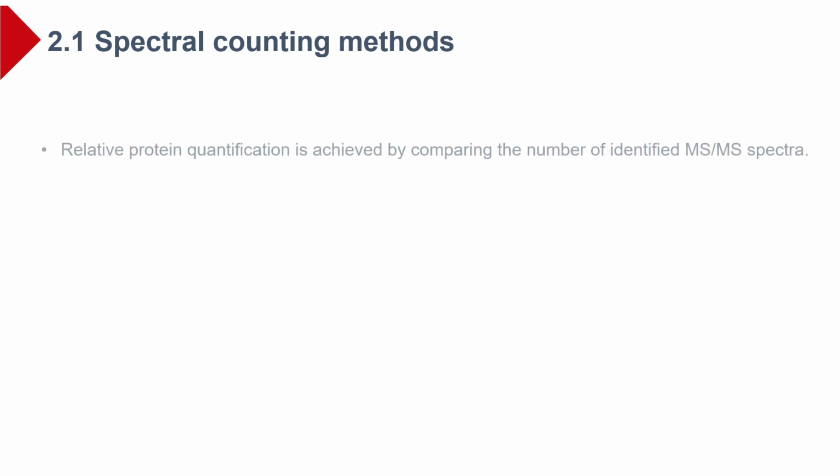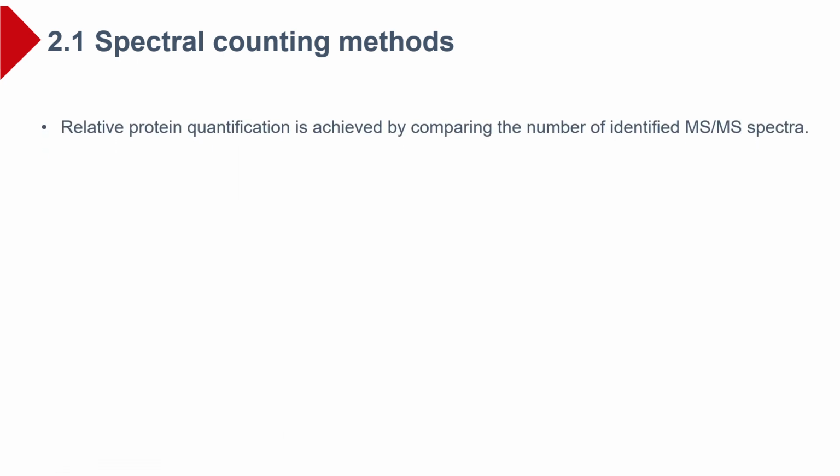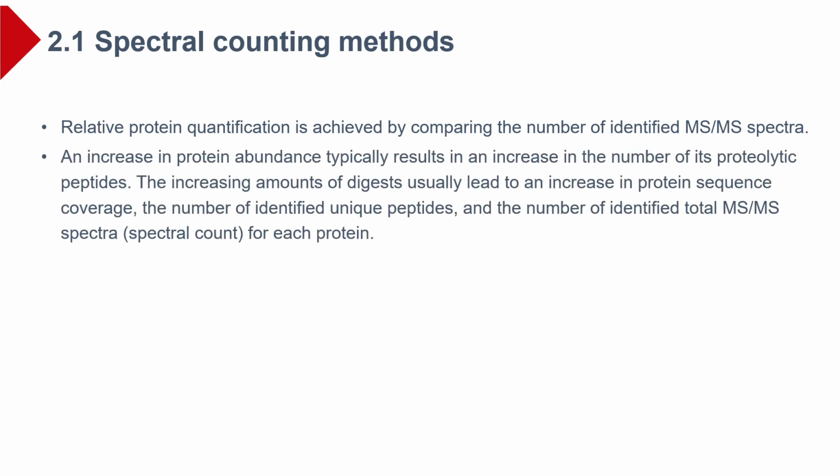As for spectral counting methods, relative protein quantification is achieved by comparing the numbers of identified tandem mass spectra from the same protein, which has been shown to directly correlate with protein abundance. Some researchers think it is possible, because an increase in protein abundance typically results in an increase in the number of its proteolytic peptides. The increasing amounts of digests usually lead to an increase in protein sequence coverage, the number of identified unique peptides, and the number of identified total tandem mass spectrometry spectra for each protein.